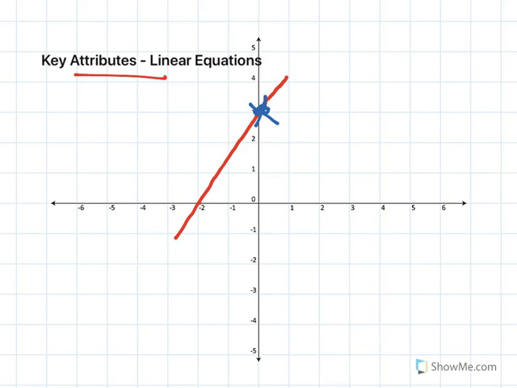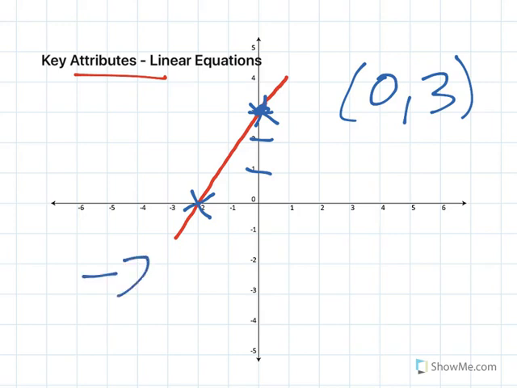In this case, you can see it's y equals 3. But the point itself is (0, 3), okay? Because x equals 0 and y equals 3. The other key attribute is the x-intercept. Where does it cross the x-axis? And you can see it crosses the x-axis when y is equal to 0. So here, for this particular line, it is (-2, 0).